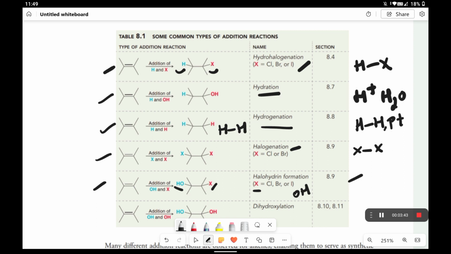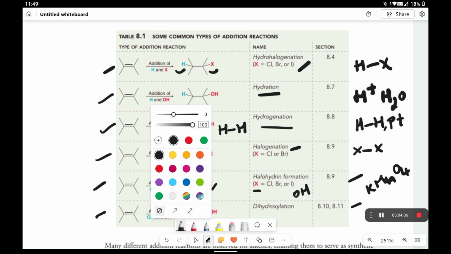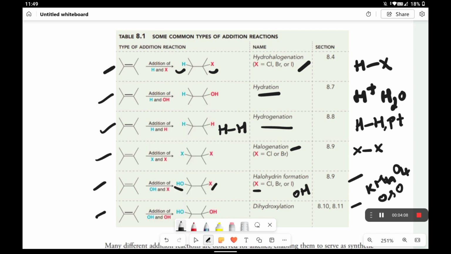Then the last one is the hydroxylation reaction. Hydroxylation means dihydroxylation. We already discussed that addition of two OH groups across the carbon-carbon double bond is called dihydroxylation reaction. It can be done by using alkaline KMnO4, or you can use osmium tetroxide or any other reagent. So this is the summary of alkenes and their related addition reactions, isn't it?